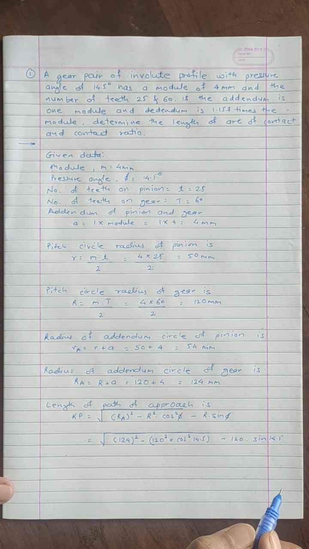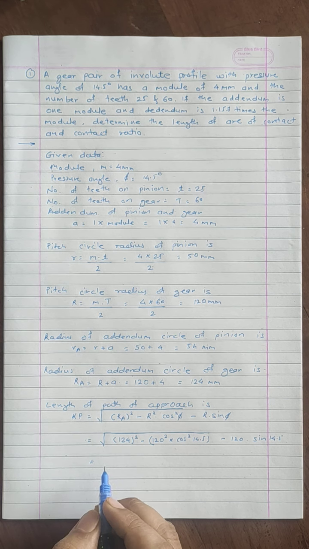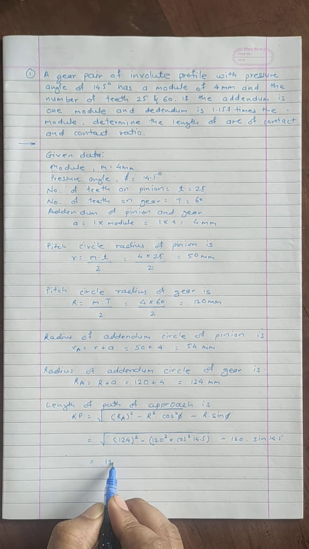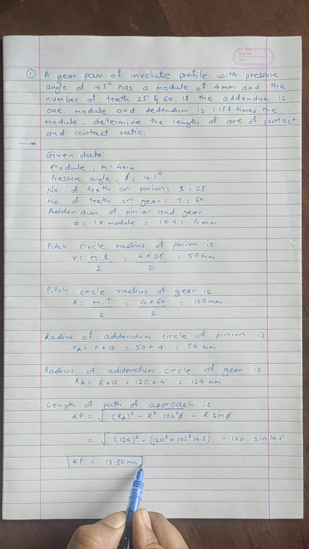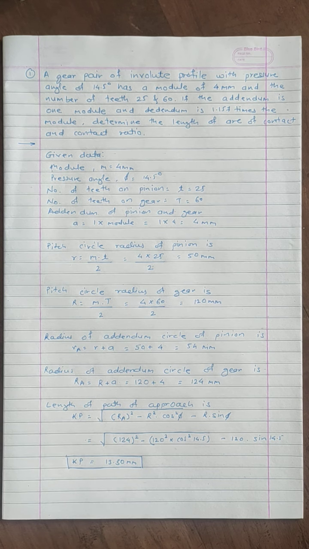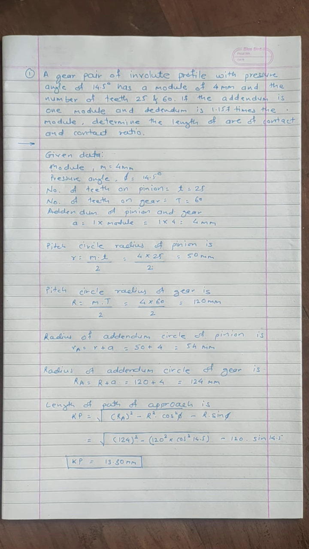Okay, if we calculate this on the calculator, then the answer will come to 13.30 mm. So KP is 13.30 mm. Whenever we are solving problems, and if we get an answer which will be used in the next portion of the numerical, then we must highlight it, isn't it?